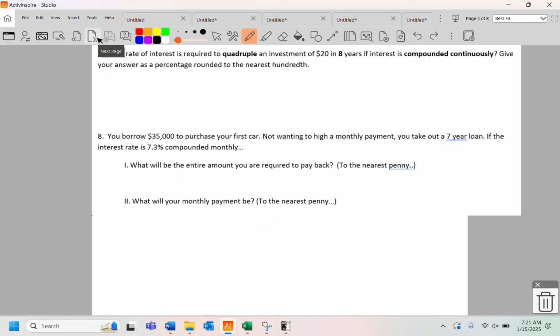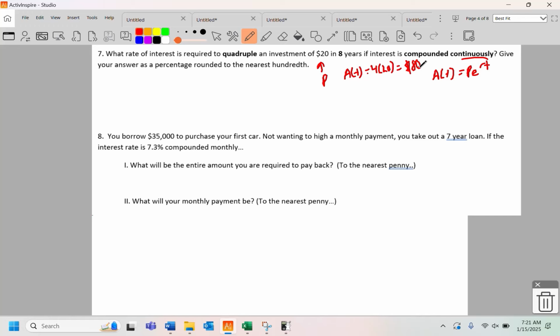All right, what rate of interest is required to quadruple? Quadruple means to multiply by 4. An investment of $20 in 8 years if the interest is compounded continuously. So I saw the word continuously, so I'm going to use the formula for continuous interest, Pert. And Olivia, pay attention that exponents are high and small. You keep writing them on the same level. So this is my principal, and if I'm going to quadruple, after time passes, I'm going to have 4 times 20, which is $80.